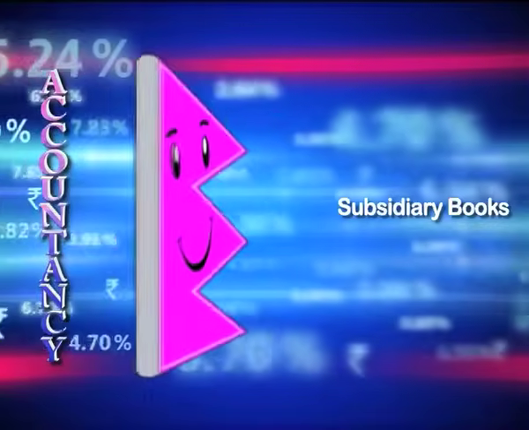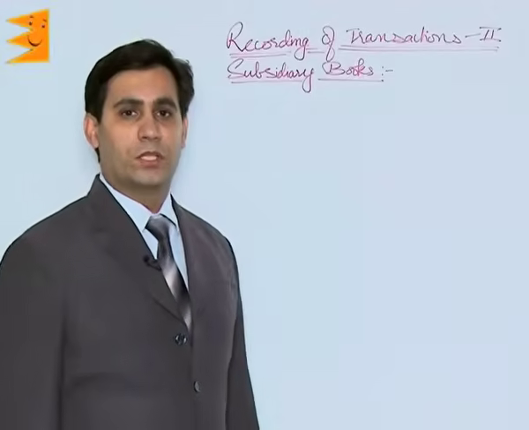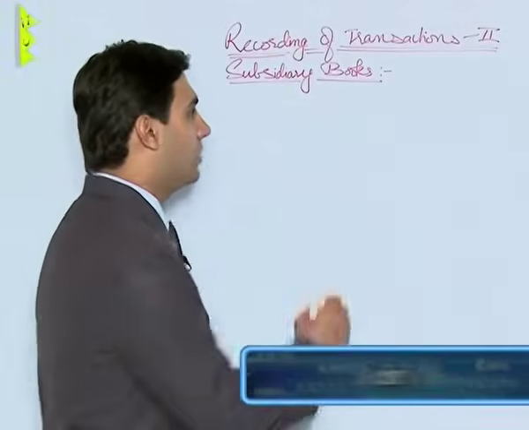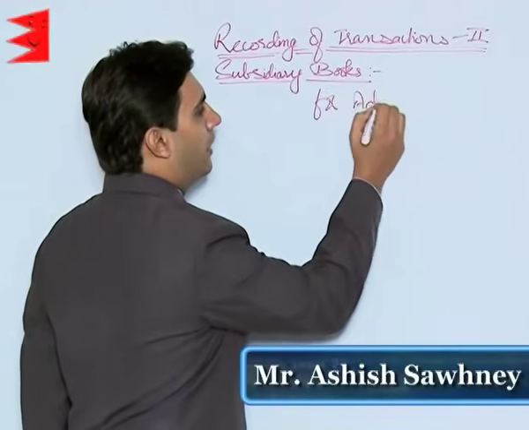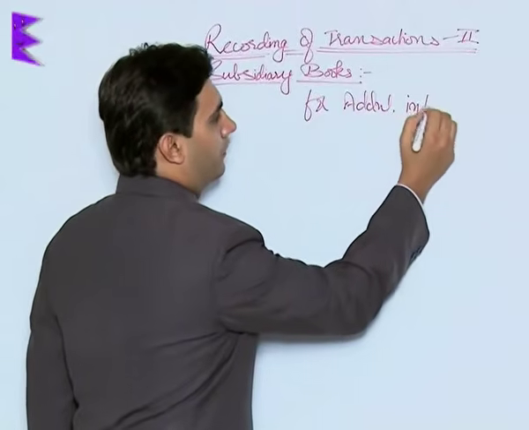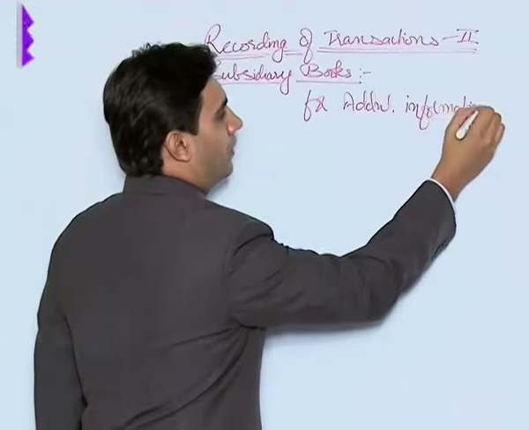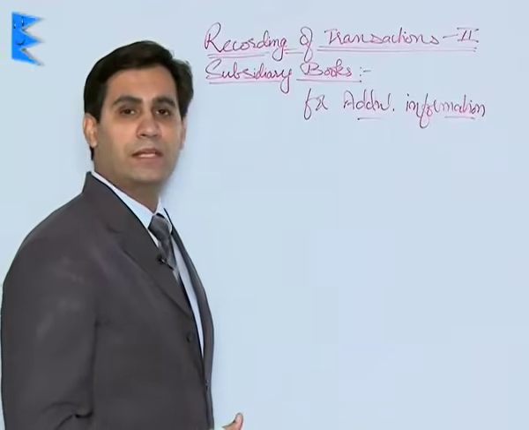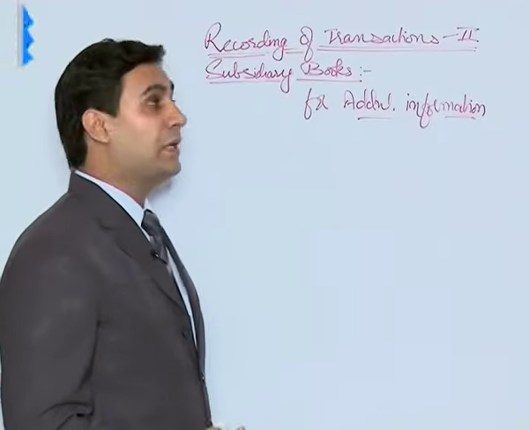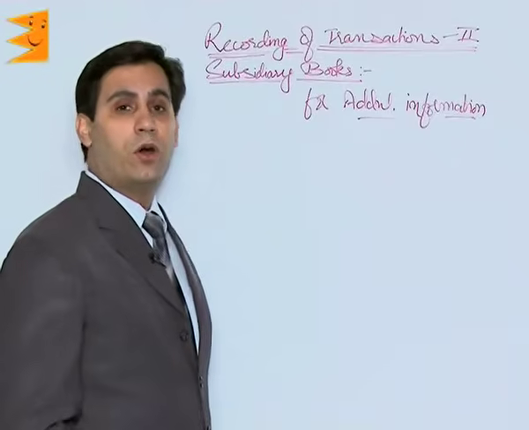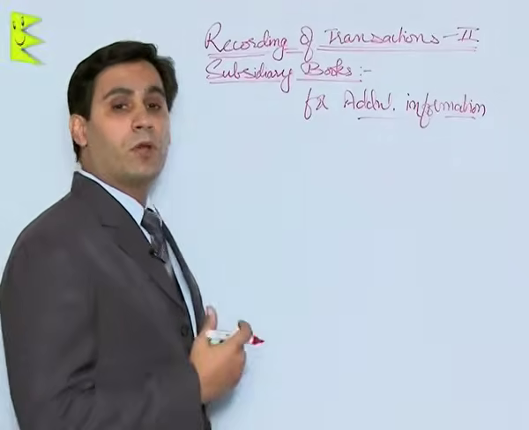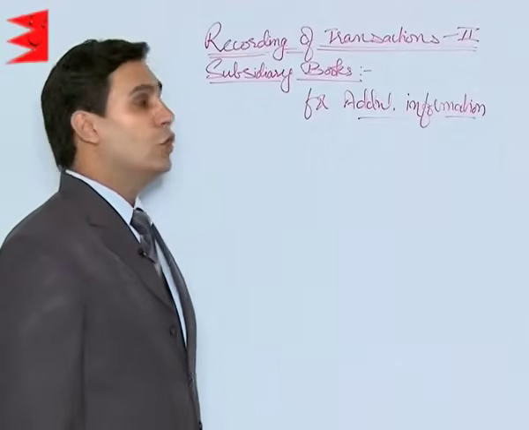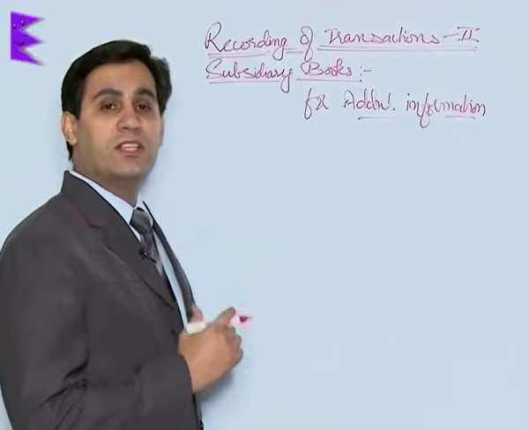Coming to subsidiary books. Now students, we know what are subsidiary books. These are books which are prepared for additional information. They are not required as such. The information that these books provide is usually available in journal and ledger as well. But it is not in a classified form, or it is not, you can say, in a proper format. So you have to extract that information. So these books are prepared to actually show certain additional information.